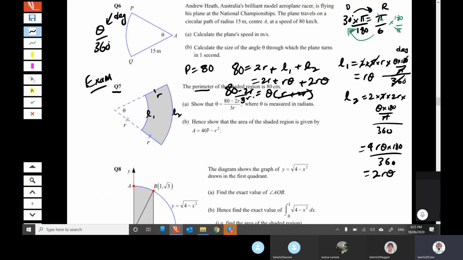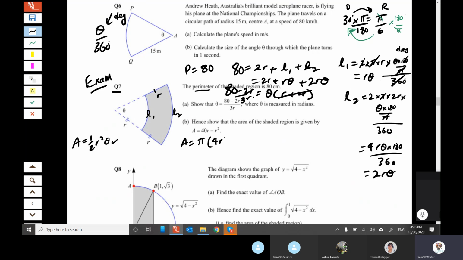Okay, hence show that the area of the shaded region is given by this. Same thing again, if you knew your formulas, like if you knew that formula for in radian mode, great, makes your life a little bit easier. If you didn't, no dramas, we'll just use pi r squared. So to find the shaded region, again, you guys know what we're going to do. We're going to do the bigger one, take away the smaller one. So we'll do the bigger one first.